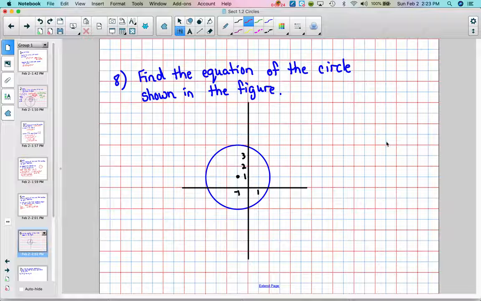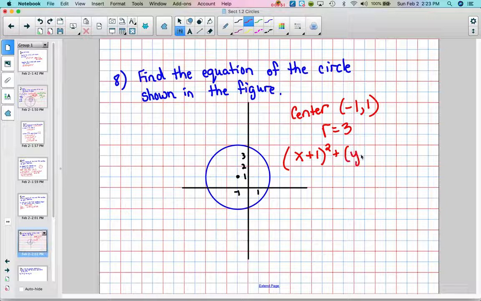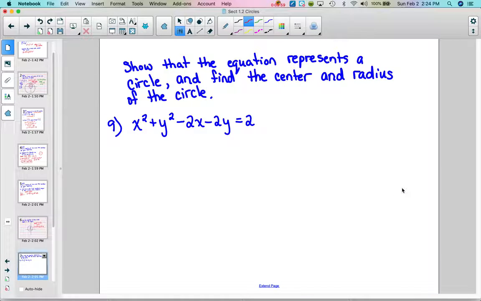Okay, so this next one, find the equation of the circle shown in the figure. Well, notice that the center appears to be (-1, 1). And as far as finding the radius, literally you can count. So if this is the center, and notice that I go over 3 in each direction, so the radius is 3. So then that's enough to write our equation, x minus negative 1, so (x + 1) quantity squared, plus (y - 1) quantity squared equals 3 squared, which is 9. And that's it.